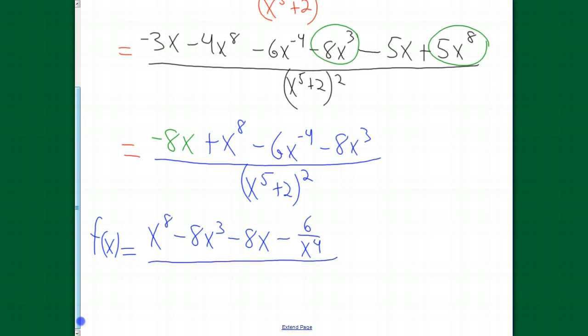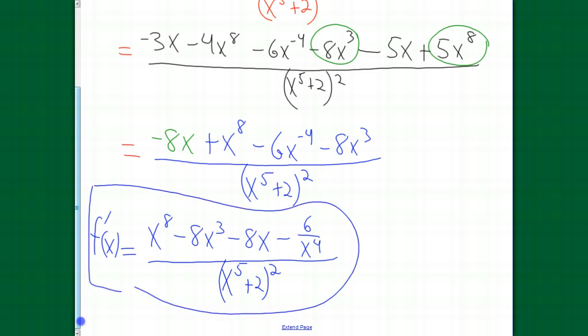Now you're thinking, oh, wait a minute, Mr. Johnson, you can't have a fraction in a fraction. It's all right. It's not a big deal. We're just going to leave it. It's better than leaving it as a negative exponent. And then it's over the denominator squared. There are no common factors. There's nothing that we're going to factor out. We are done, except I forgot to put that little prime on that. There is the derivative of our original function.